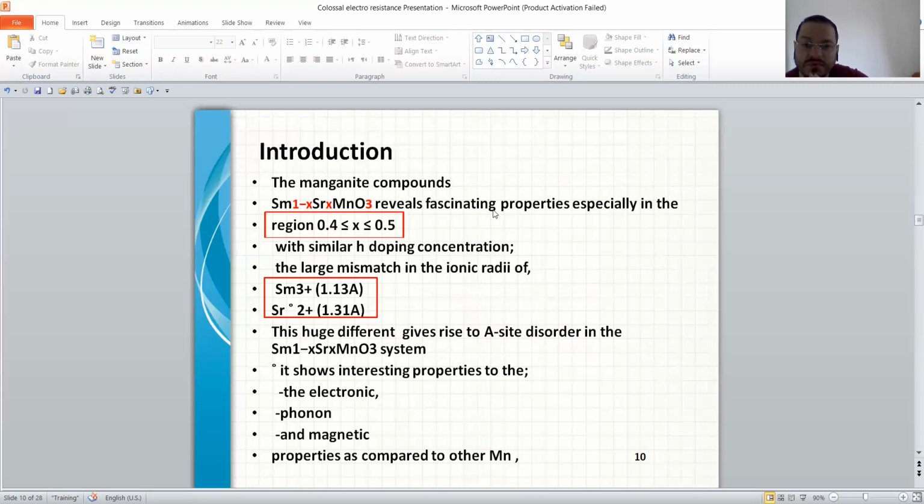It shows interesting electronic and magnetic properties as compared to other manganites. Like I said before, using the parent compound ABMnO3 free of oxygen deficiency, when we compare the A properties with the Mn, we will see interesting things in the electronic and magnetic fields.